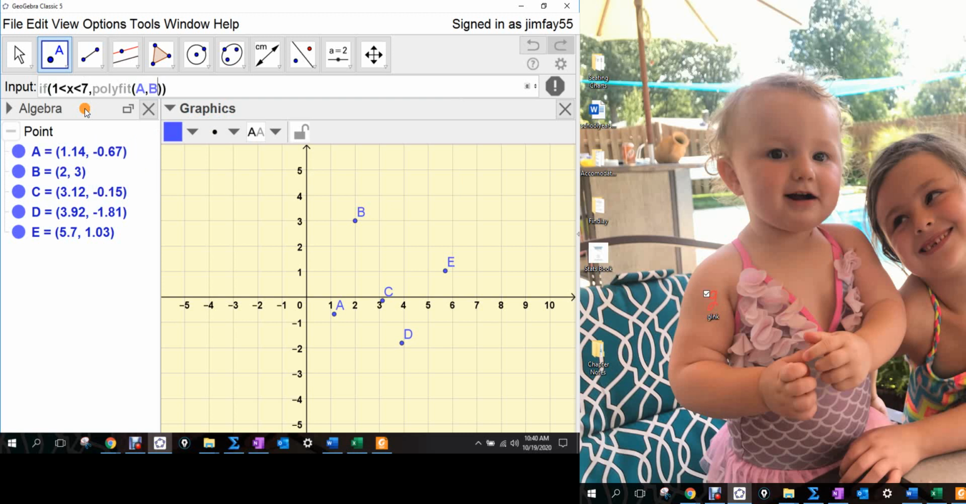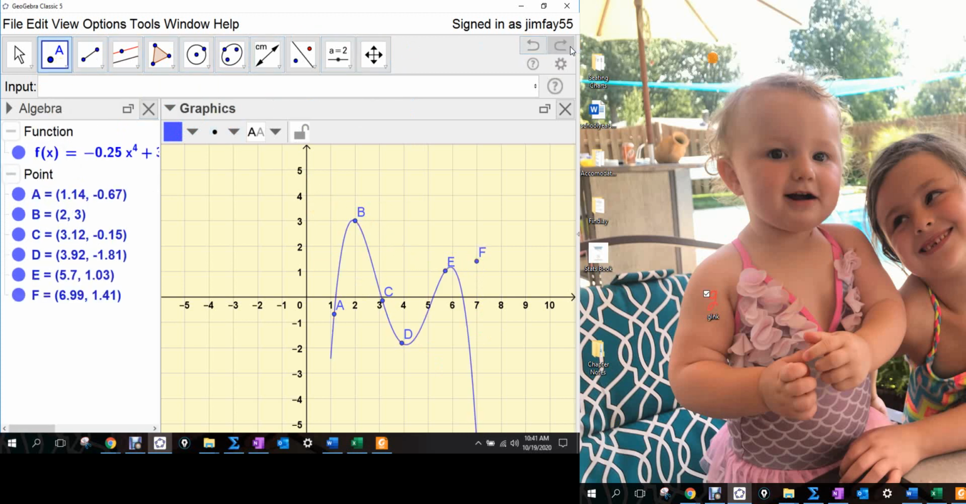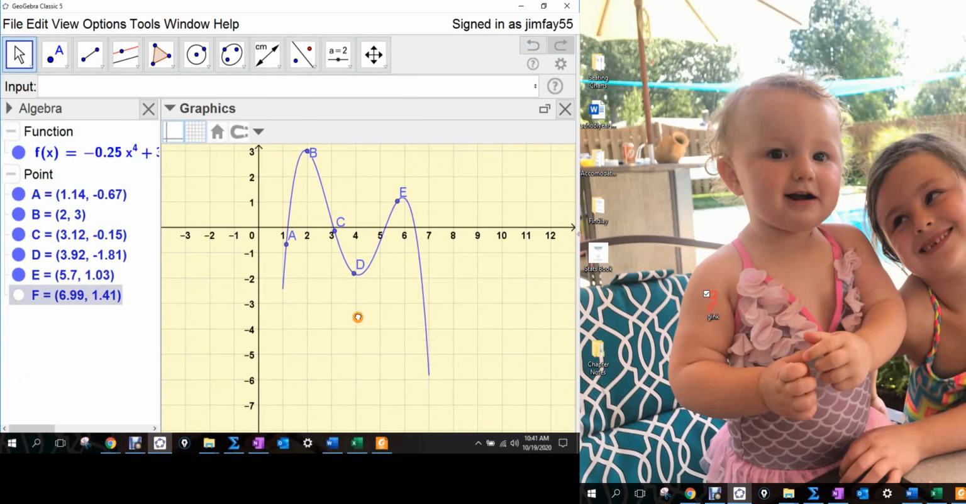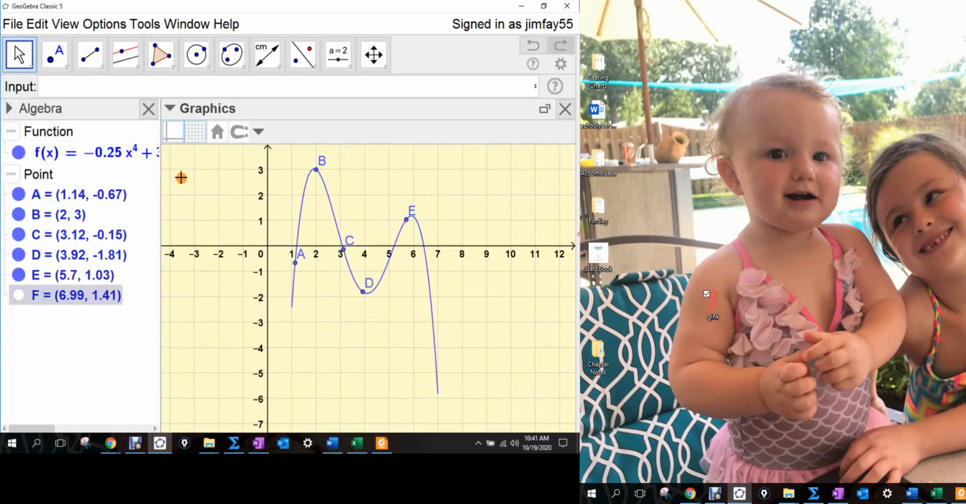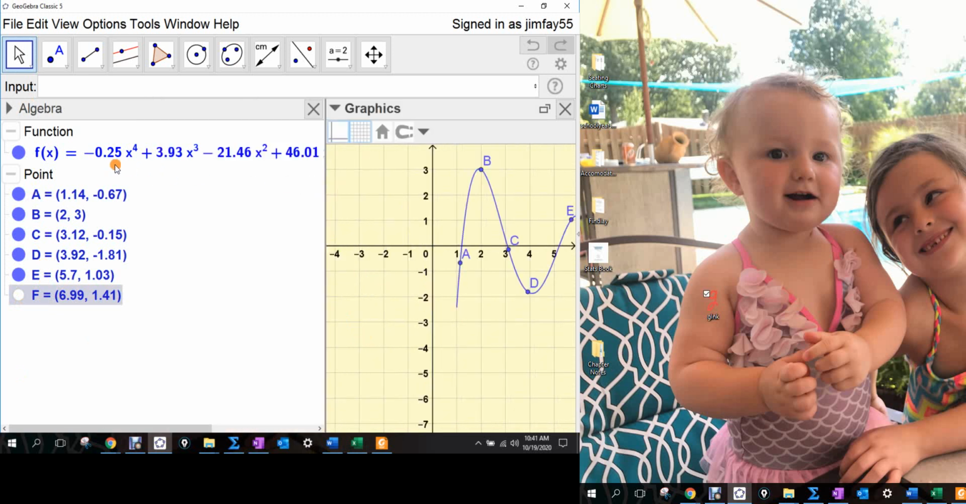A, B, C, D, E. Oh, I wrote that backwards. There we go. All right, so I get that function. Okay, so that is the function f of x right here. Is everybody okay with that?